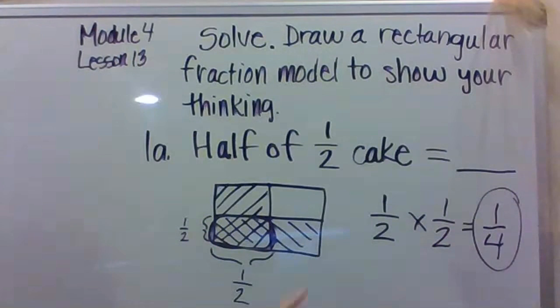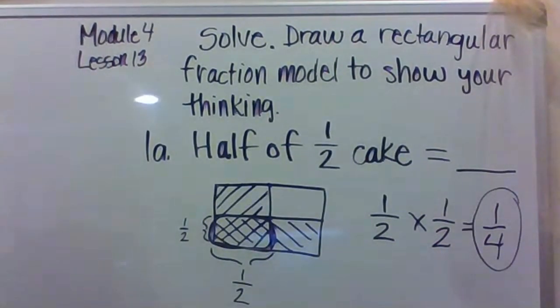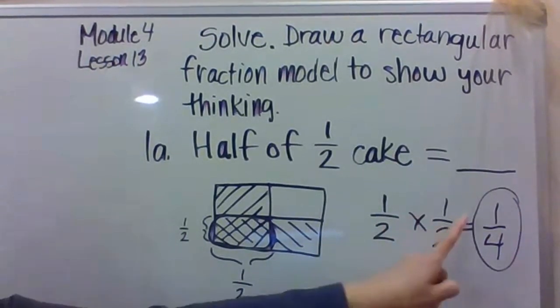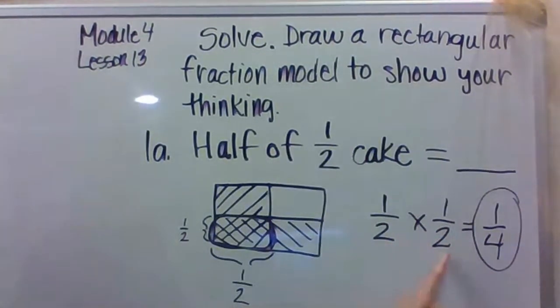Okay, so think about it. Is a half more than 1 or less than 1? So think to yourself, what happens to the product when you multiply a fraction less than 1 by a fraction less than 1? The product will be less than both factors, right?